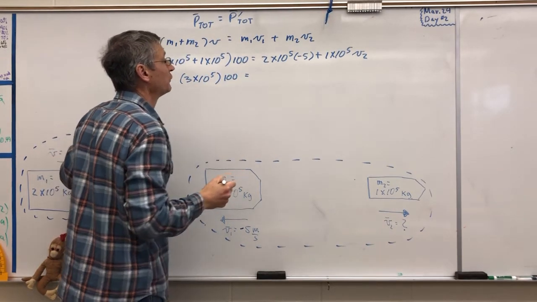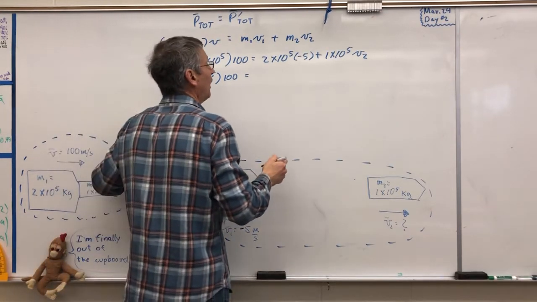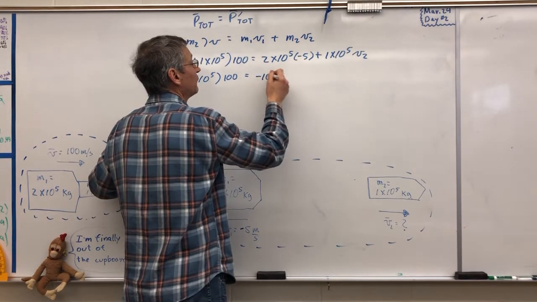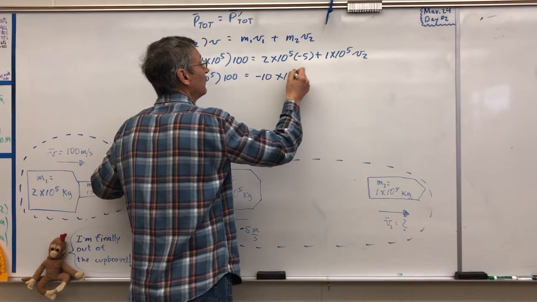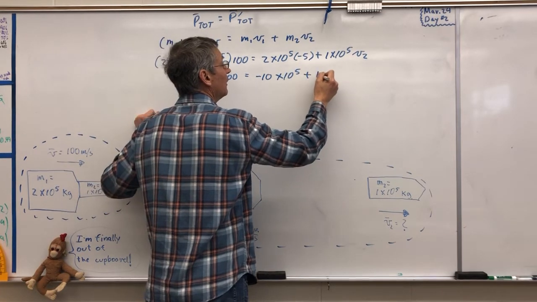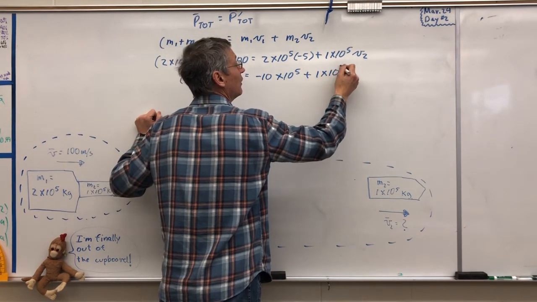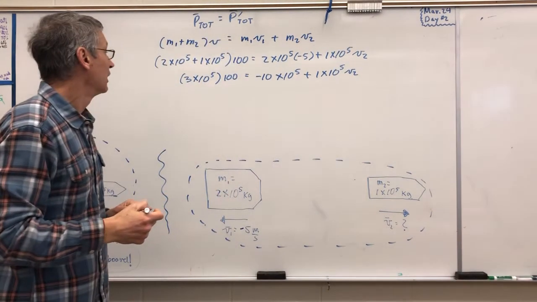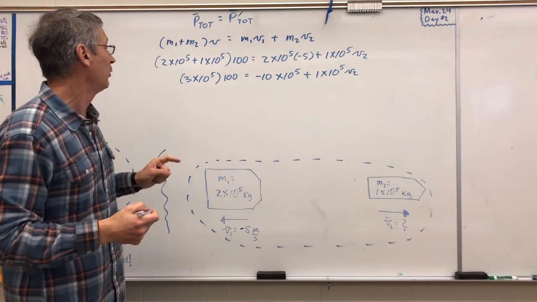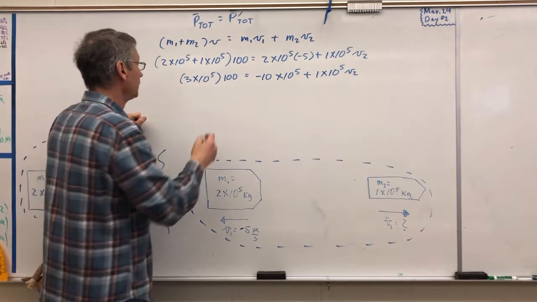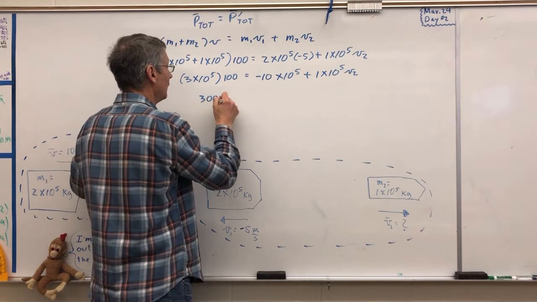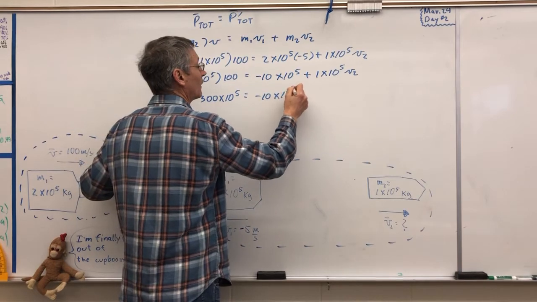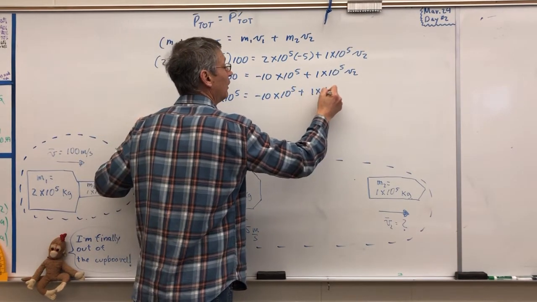What else can we do here to simplify things? Well, how about this? Negative 5 times 2 is negative 10, so this becomes negative 10 times 10 to the 5th. Can't do much with this thing way out on the end. Now what can we do? Okay, well, how about this? 100 times 3 is 300. And I'm going to leave everything else alone for now.